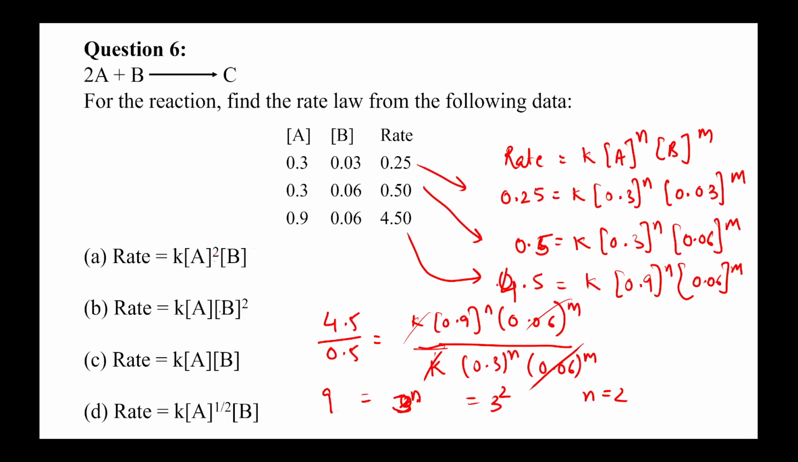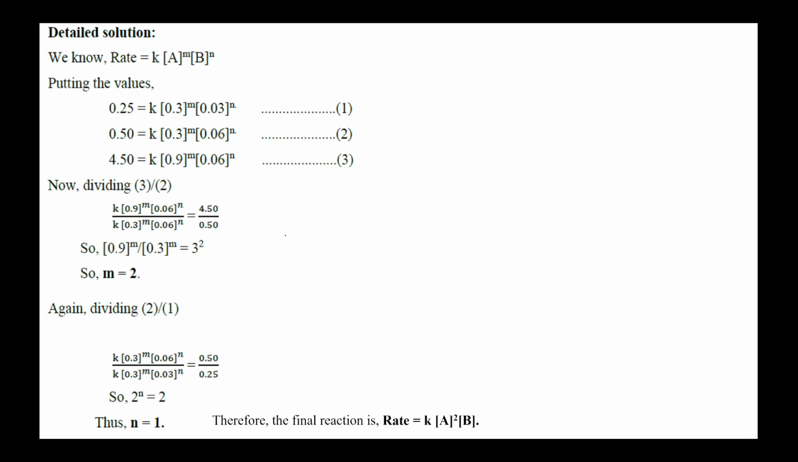Now if we want to solve for B or solve for M also, we can again divide two of these equations. So we can divide these two equations. So 0.5 divided by 0.25. Okay, and we can divide these two equations. So the n factor will get cancelled out and you can solve for m. And you will find the value of m to be 1. Okay, so the rate equation will be k a square and b.